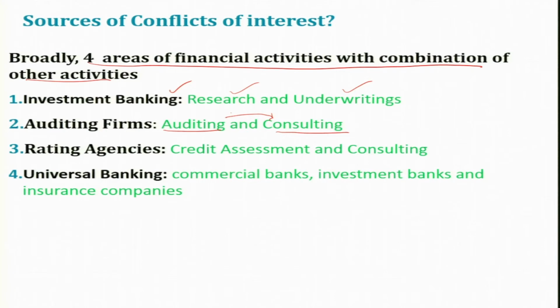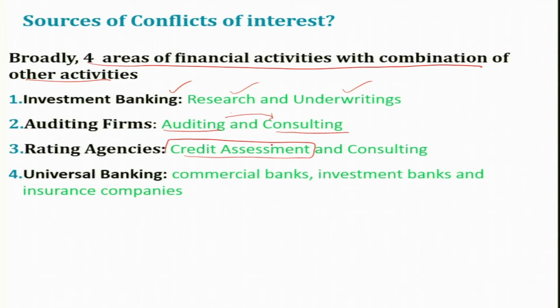Then the third one, rating agencies. The credit rating agencies' primary duty is to do credit assessment, and they also do consulting. Why do they do that? Because they have lots of information. How do they do credit assessment? They collect lots of information about the default risk, about the economic fundamentals of each and every firm for whose debt products or IPO instruments they are going to do the credit assessment.